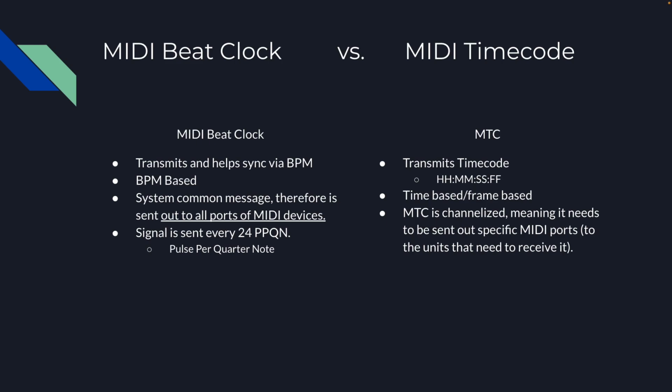So let's compare MIDI beat clock to MIDI timecode, MTC. MIDI beat clock, like we've mentioned, transmits and helps sync via BPM. It's BPM based. It doesn't have anything to do with time, as in second 1, second 2, frame 1, stuff like that. It's a system common message. Therefore, when you turn that function on, it sends out to all the MIDI ports. So it's kind of just set it and leave it, and it's done. It goes everywhere.